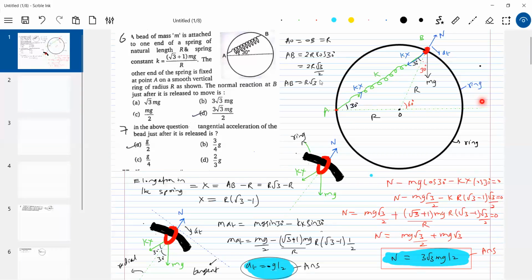So if you want to write it, k sin 30 minus mg sin 30. The negative sign indicates I assumed it will have acceleration like this. No, in fact, it will go like this. That's all over. Nothing big to do.